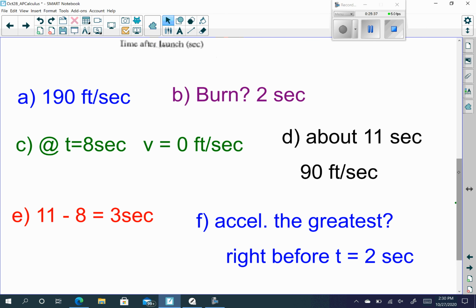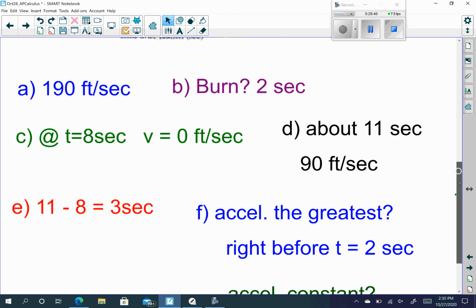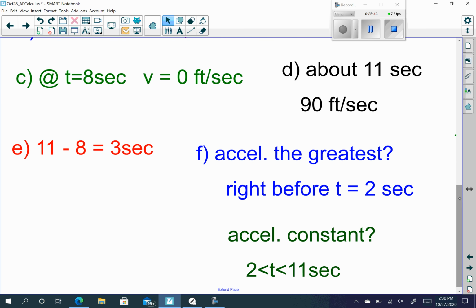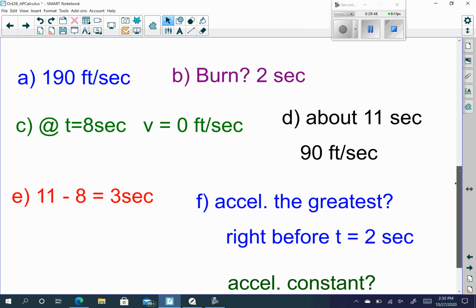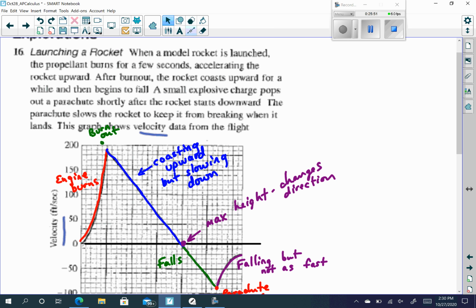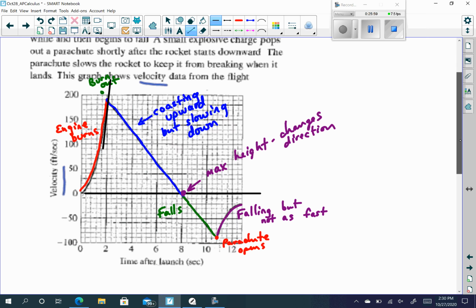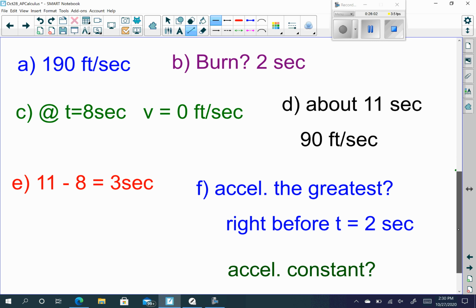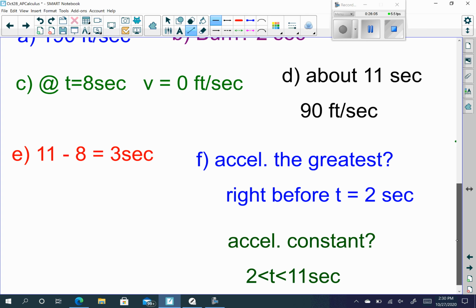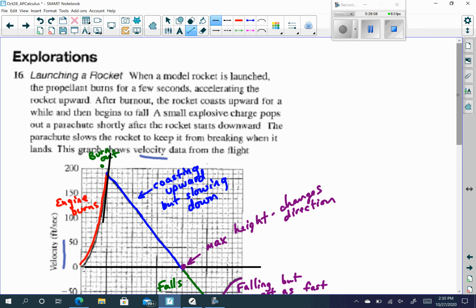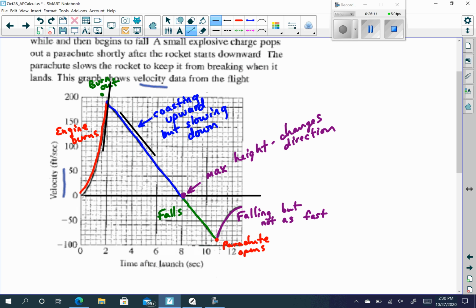So the acceleration is the greatest. We're really looking at the slopes of the tangent lines here. So acceleration is the greatest. We're looking for the steepest positive slope of our tangent line. And that looks like it's happening right up here. So if we had to draw in tangent lines, we're getting the steepest right about here, like right before 2 seconds there. And the acceleration is constant between 2 and 11 seconds because all the slopes of the tangent lines are the same if we were to draw them along this line that's right here.